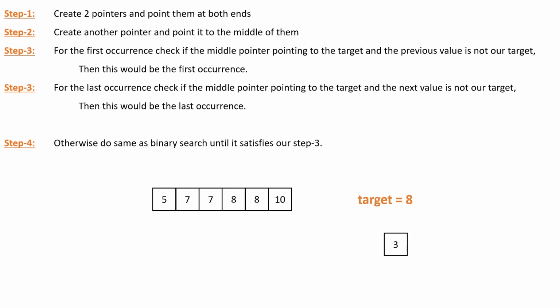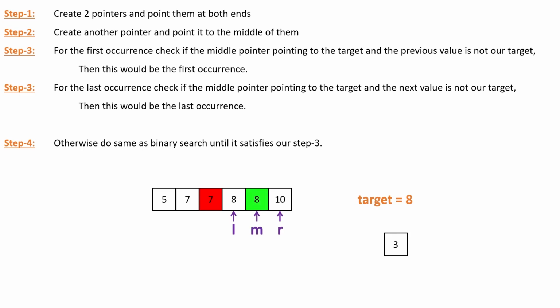So let's find the last index using binary search again. So we need 2 pointers, left and right, and we also need another pointer that will point to the middle of them. So this is the middle pointer. Now our middle pointer is not pointing to the target element, so we have to move the left pointer after the middle pointer, same as binary search. So we have to create the middle pointer again.